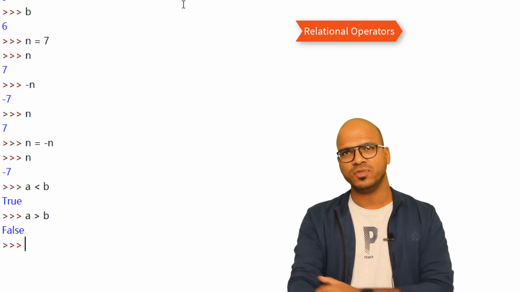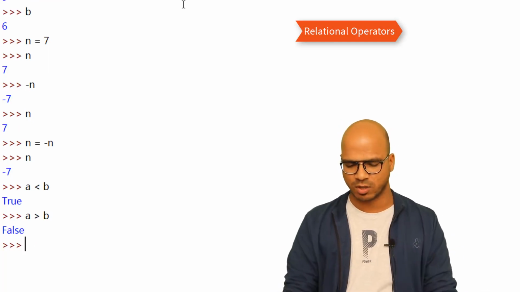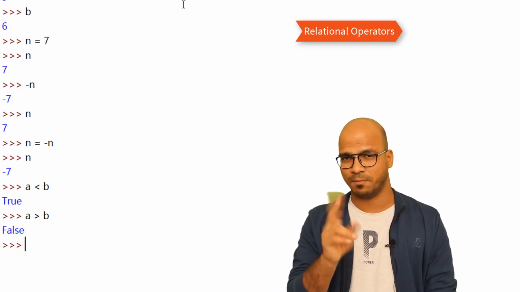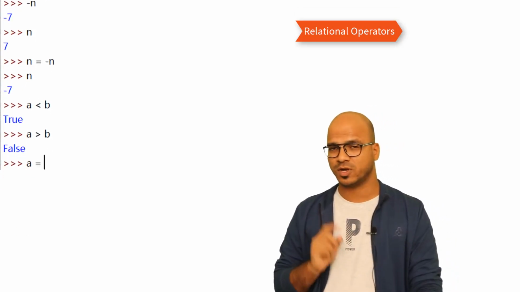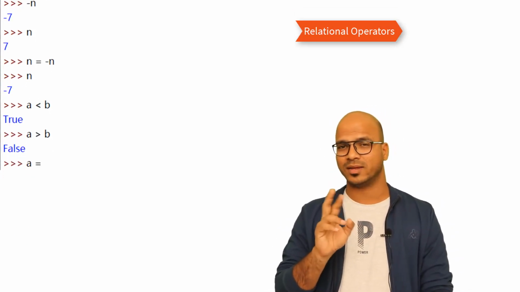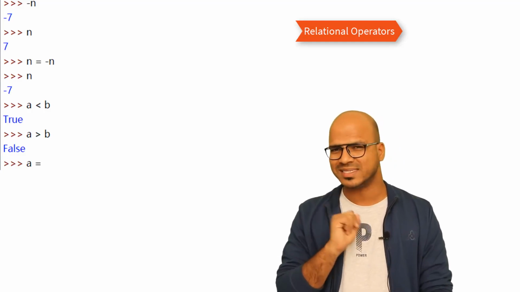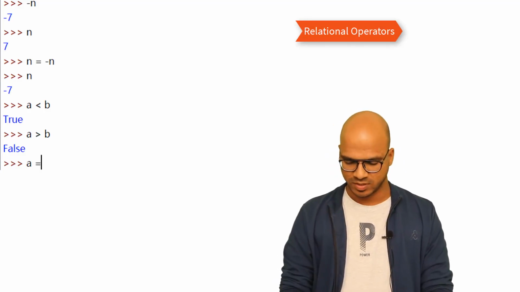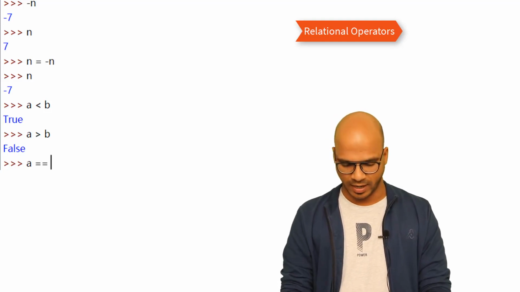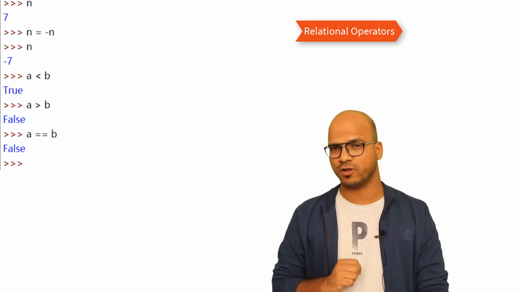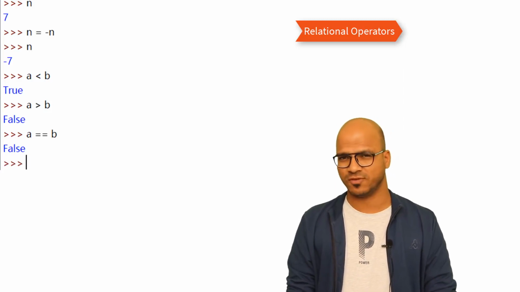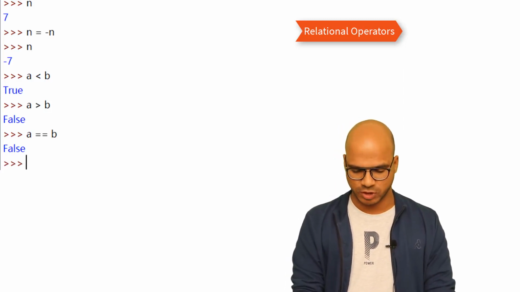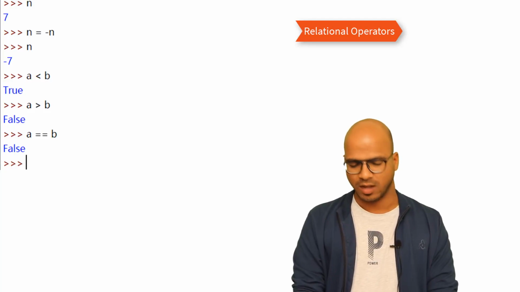Now what if the values of a and b are the same? How do you check for this comparison? We cannot use a single equal to, because a single equal to means you are assigning. We are not assigning here, we are comparing. So in that case, you will use double equal to, and then b, and you can see we got false. Of course, a is 5 and b is 6, so it gives you false.